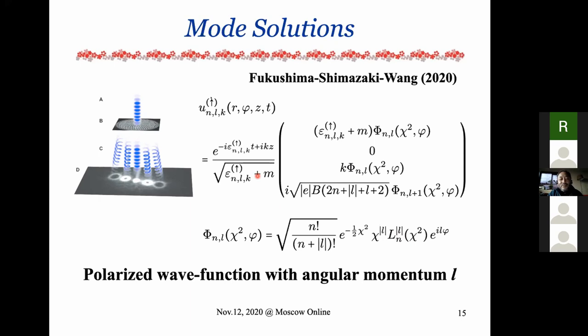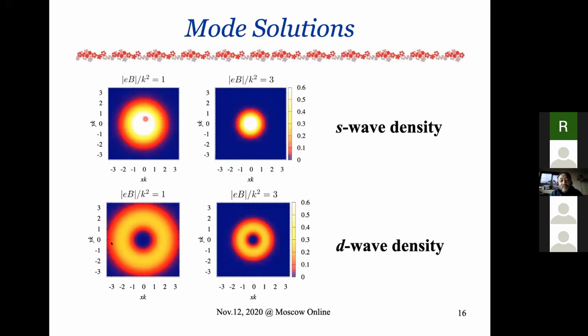In such a way, you can identify the spin up and spin down and the particle and antiparticle spinors. And then you can make a plot like this. This is the S wave density and the D wave density. Because the D wave has a node at the center, you can see this kind of ring structure. And this is in fact seen experimentally if you perform the electron vortex experiment. So this is quite interesting.